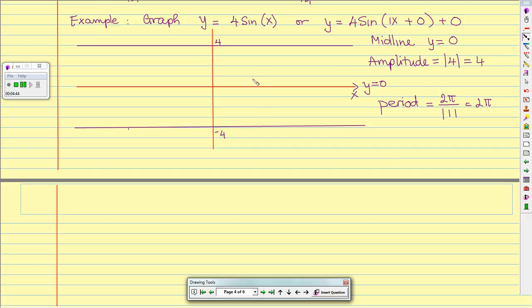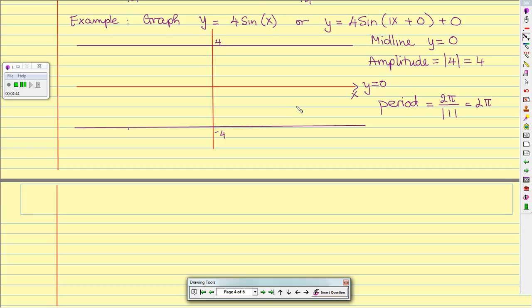It means that the set of five points for the sine graph will take you 2 pi, which is the length of each set of five points for the sine graph, and it repeats itself again.